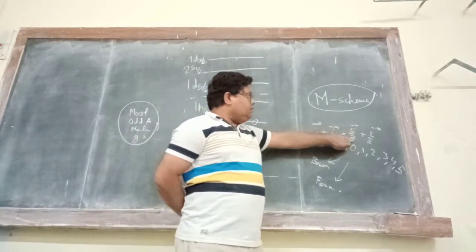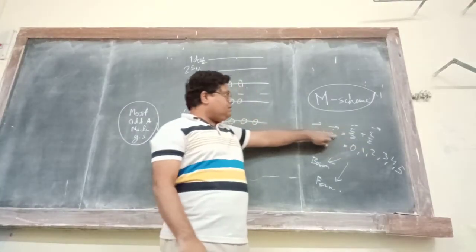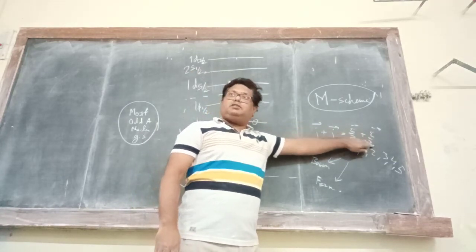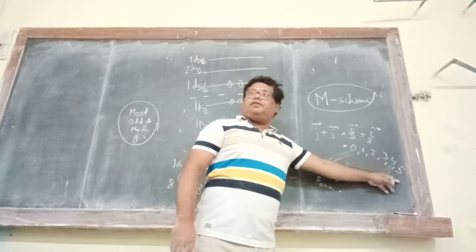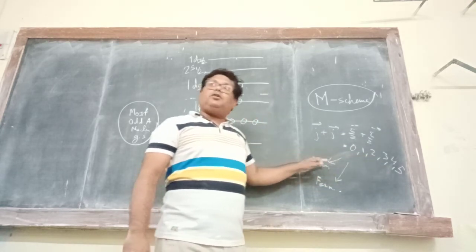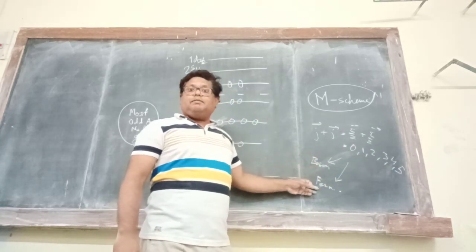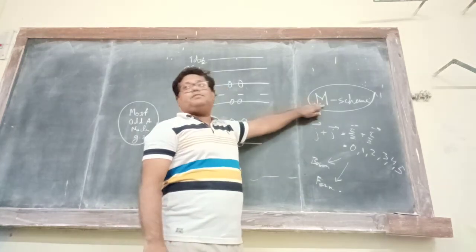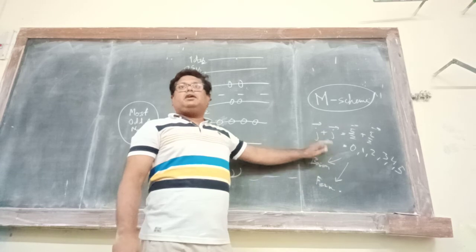What I am saying is that this sum, integral, half integral, this is okay, but this is an integral value. So some of them will correspond to symmetric states, some to antisymmetric states. And just by using this M scheme, we will be able to get rid of this.